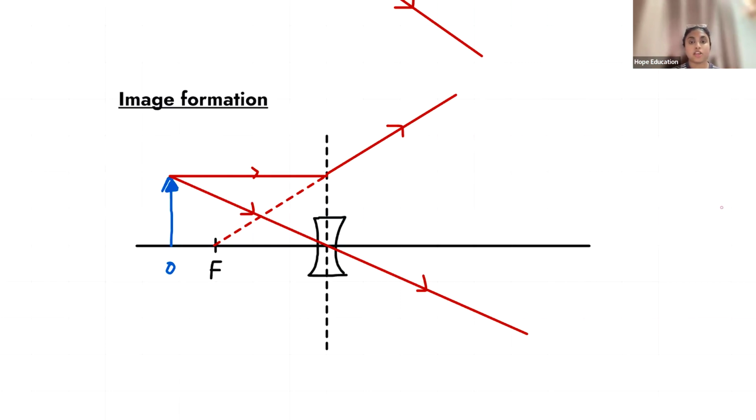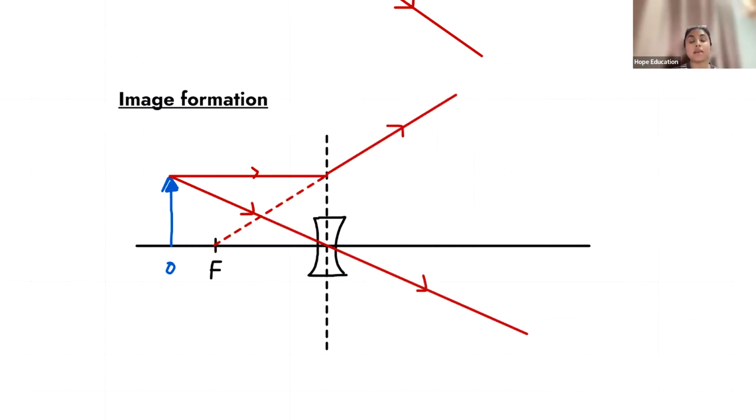Okay. So this is one of my refracted light rays. This is my other refracted light ray. Are they meeting at the front of the lens? No. Why? Because they are going farther and farther apart from each other. So what do we do? We extend them backwards, like this and like this. And we can see that at the back, the two light rays meet. So this is where the image is formed.